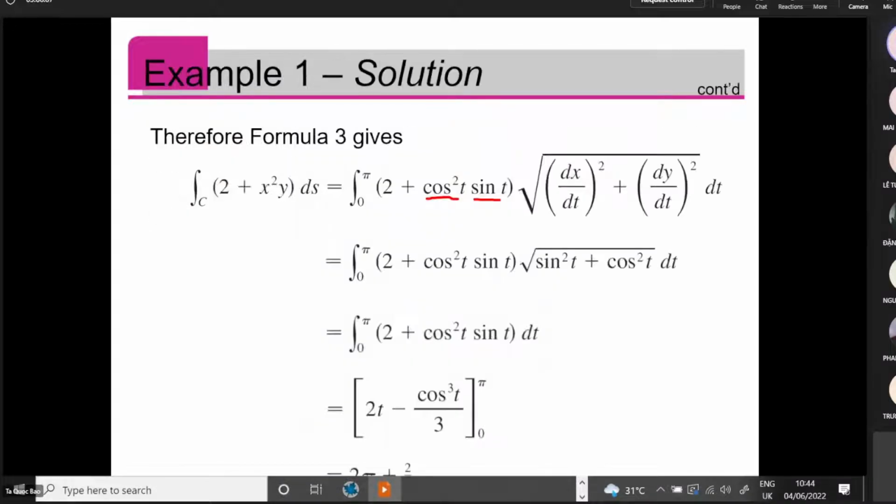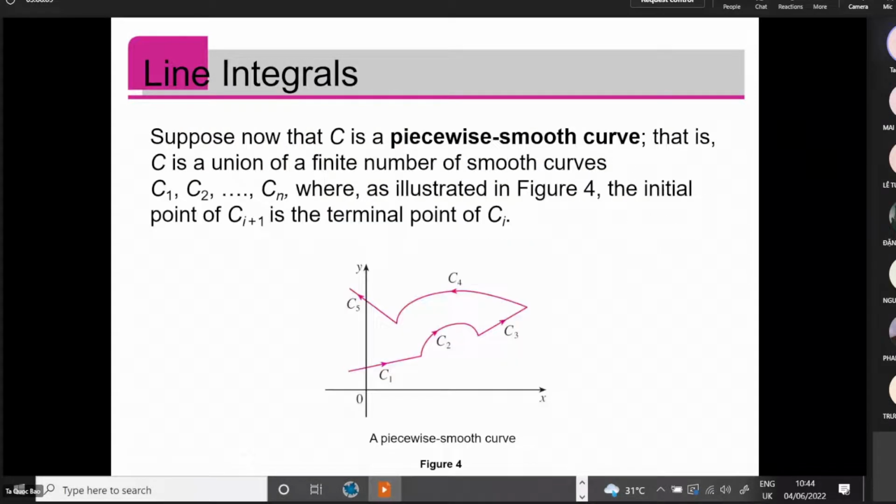Next, we suppose that the curve C is a piecewise smooth curve. You can see on the whole curve there is some point, and this point is not smooth. The curve C is not smooth at this point. Maybe this point. Therefore, we see that C is a piecewise smooth curve.